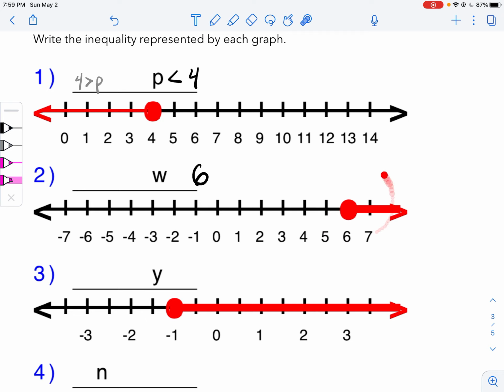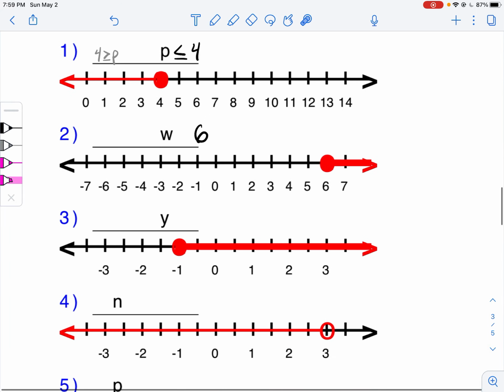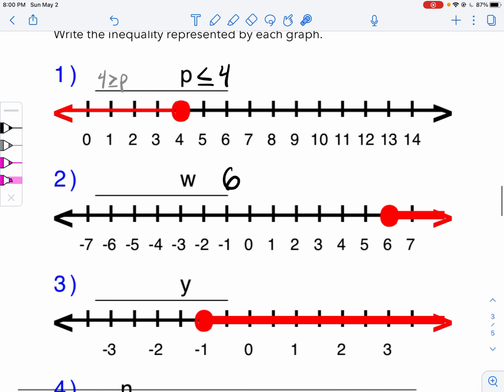And how do these numbers relate to 6? Well, let's go back to this one because I did something wrong. We've got a solid circle. Solid circle tells us this needs to be greater than or equal to. Less than or equal to and greater than or equal to. Okay, look, we've got a solid circle, so that's going to be equal to, and 7 is greater than 6. So we're going to say that's greater than or equal to 6. Alternatively, 6 is less than or equal to W.